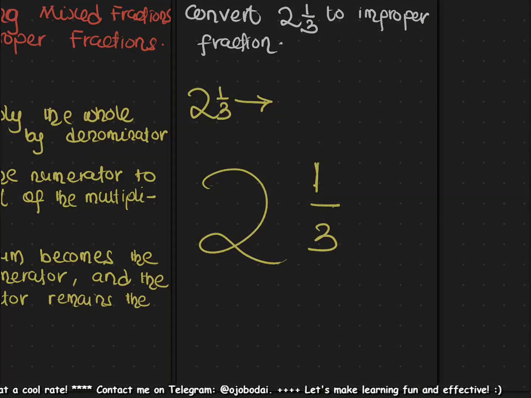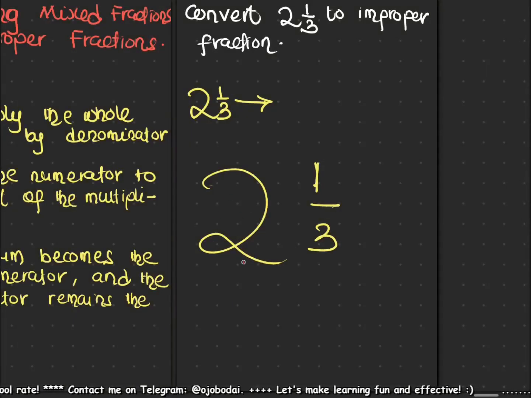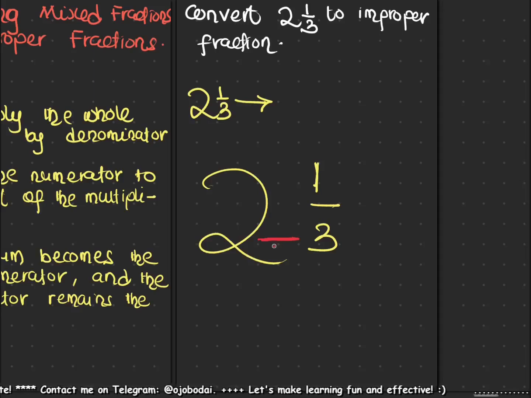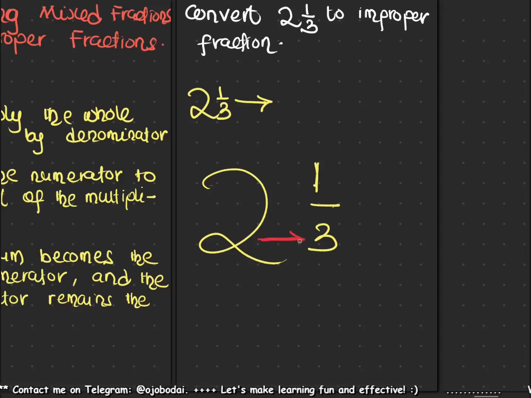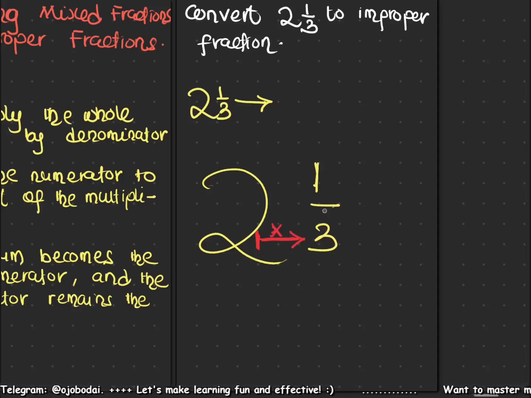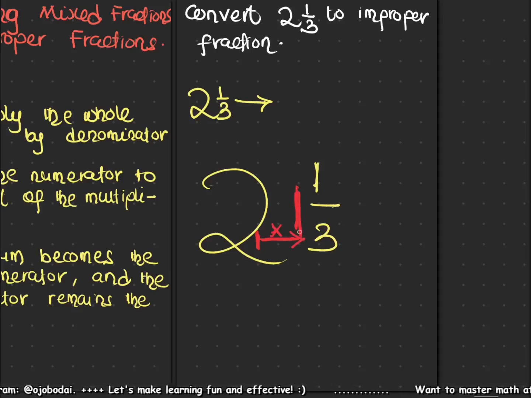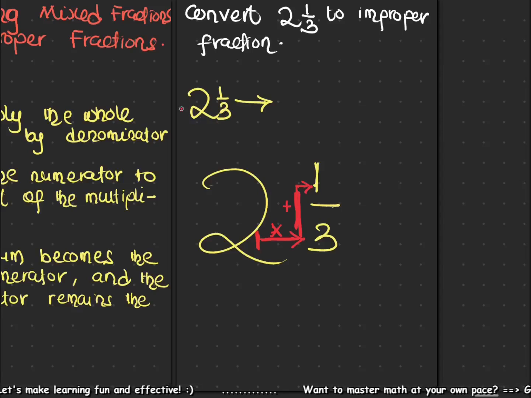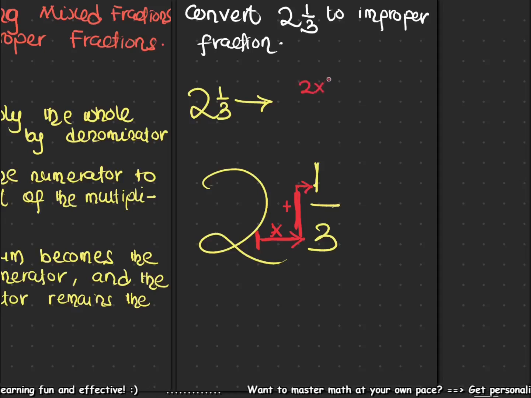What the instruction says is that what you have here as your 2, let it multiply the 3. You see? So let the whole number you have here multiply the denominator, after which you add the numerator to it. You will add the numerator to it. Simply put, we have 2 times 3. 2 times 3 gives us a 6. So 2 times 3, then plus the numerator.